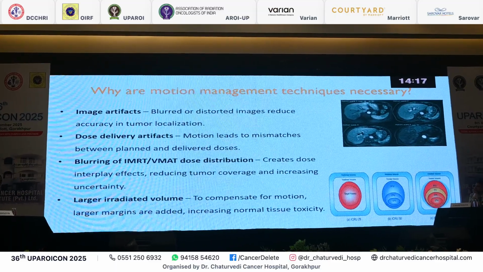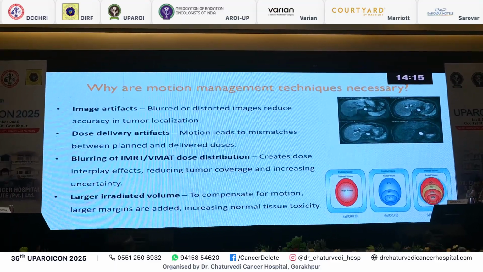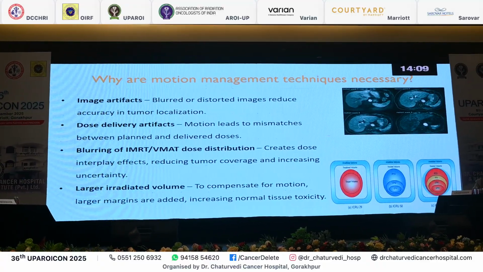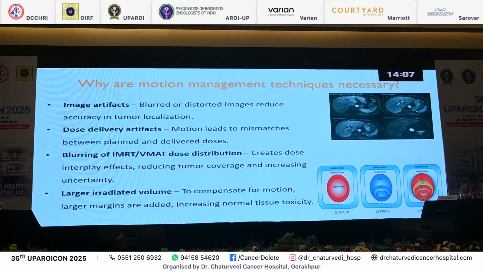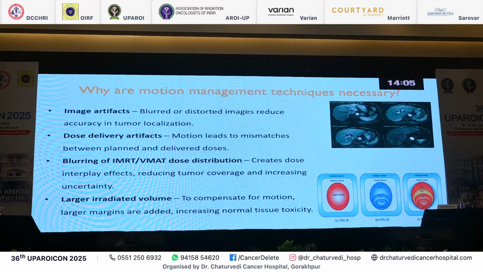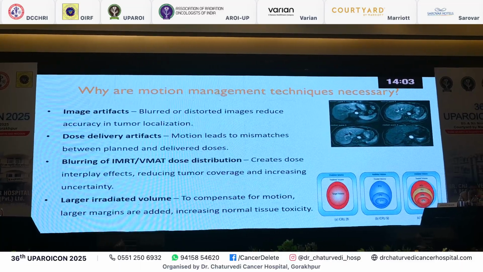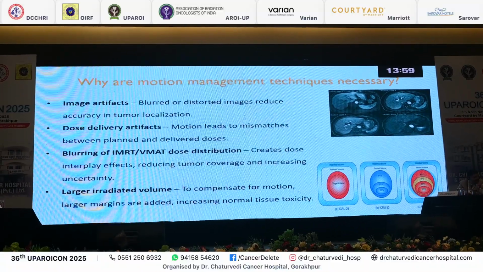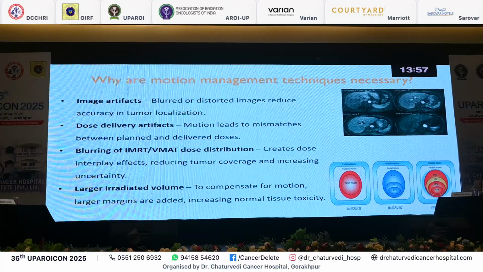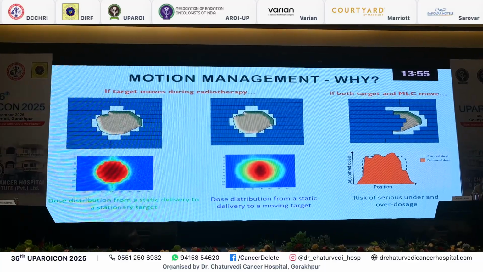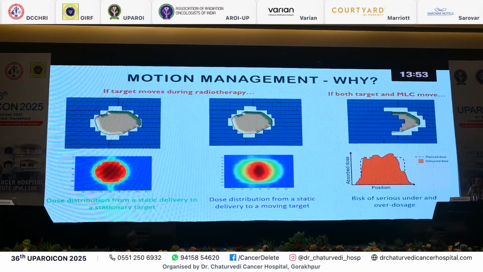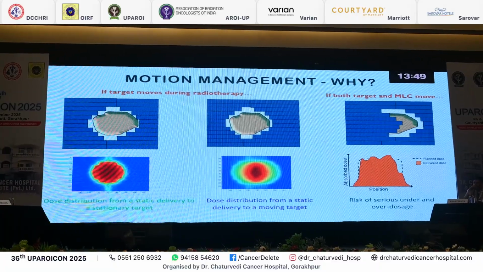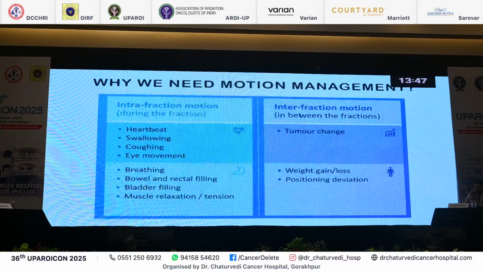Because of the image artifacts and dose delivery artifacts which are created during the dose delivery, the margins we are including, and of course encompassing all the volumes. Ultimately, most of the times we land up having very large volumes which result in a large amount of tissue being irradiated. So as we move to larger volumes, it becomes more important that we control motion, because we may not only miss the tumor, we may end up irradiating large volumes.